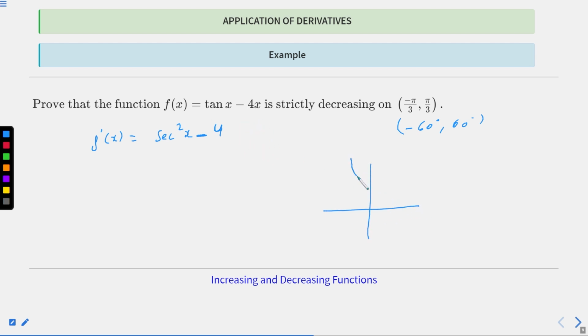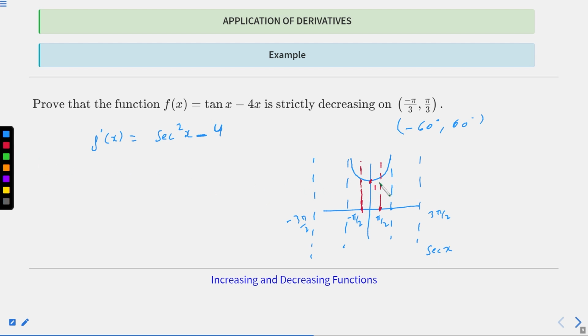Using the graph, you all know the graph of sec x. This is the graph of sec x. Sec x is not defined at pi by 2, minus pi by 2, minus 3 pi by 2 and 3 pi by 2, the odd multiples of pi by 2. But we are only talking about minus 60 to 60 degrees. This is 90 degrees. So 60 degrees will be somewhere here and minus 60 will be somewhere here. So we are talking about this place. This will be 1. Clear?